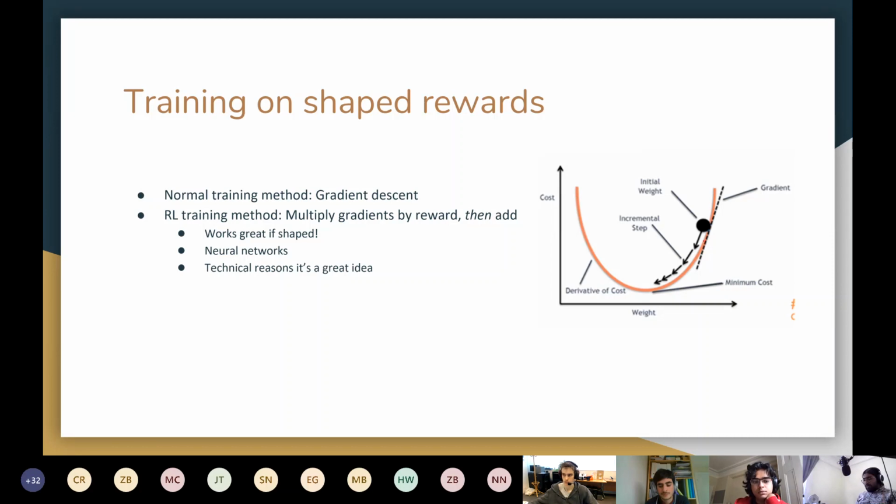Because after each action, this tells your network, oh, that action was awesome. You should take that action again. Because it's got a useful reward tied to it.